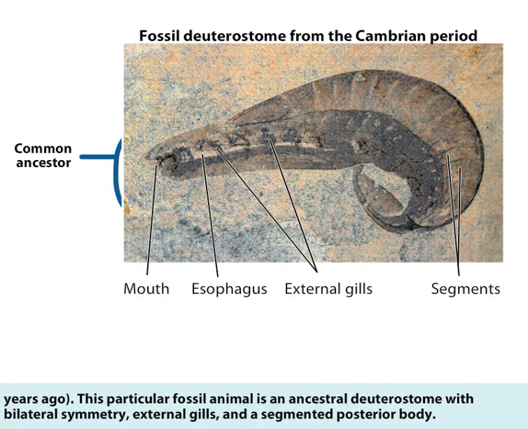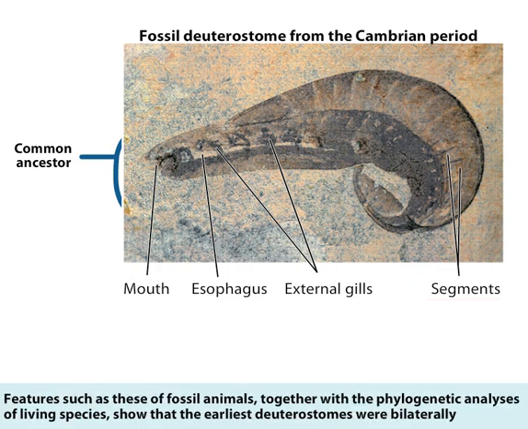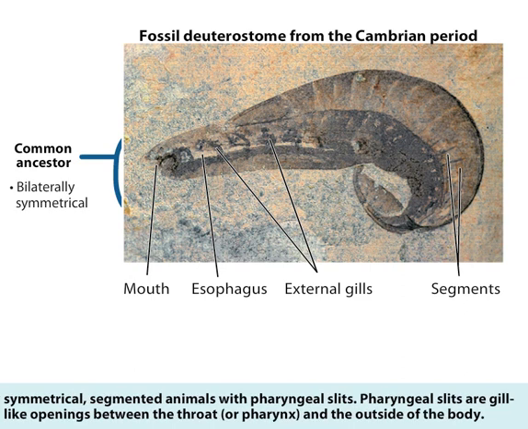This particular fossil animal is an ancestral deuterostome with bilateral symmetry, external gills, and a segmented posterior body. Features such as these of fossil animals, together with phylogenetic analyses of living species, show that the earliest deuterostomes were bilaterally symmetrical, segmented animals with pharyngeal slits. Pharyngeal slits are gill-like openings between the throat, or pharynx, and the outside of the body.